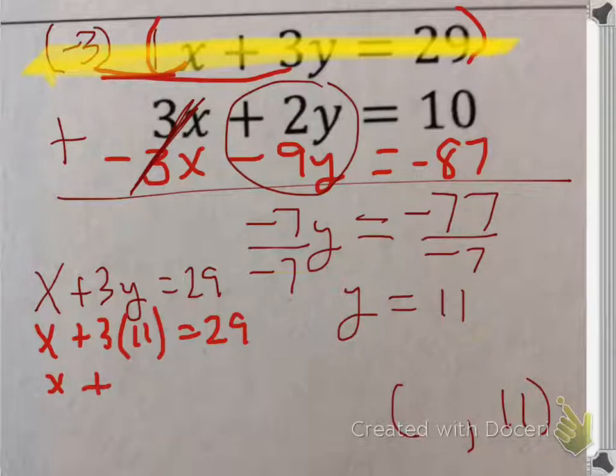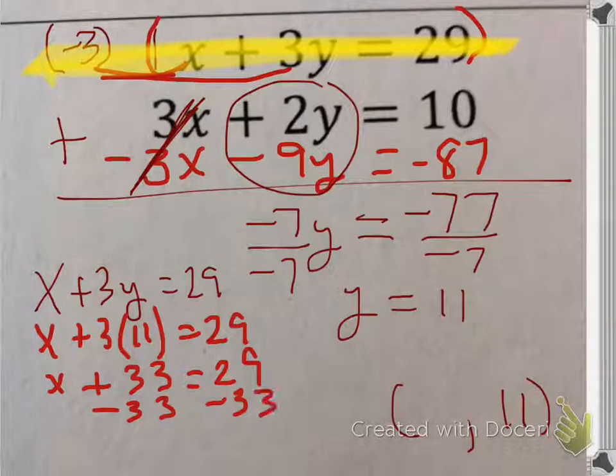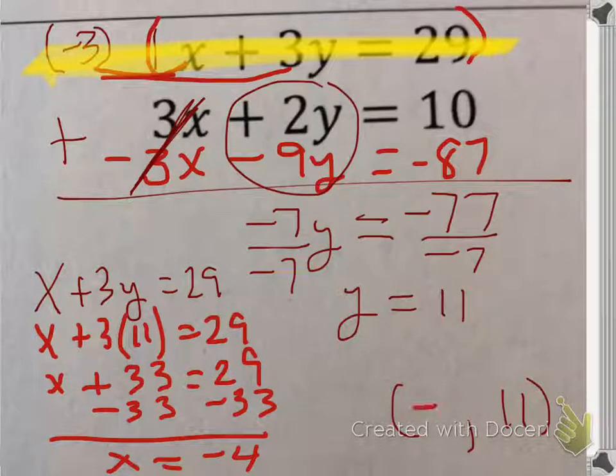And I'm going to finish solving this equation. So x plus 3 times 11 is 33 equals 29. I'm going to subtract that 33 over. And when I do that, I get x equals -4. So my y value on this equation solution is going to be -4. I'm sorry, my x value. X is -4, y is 11.